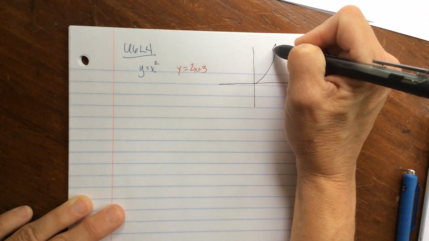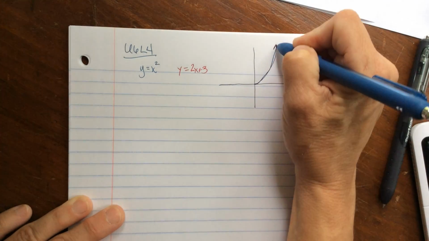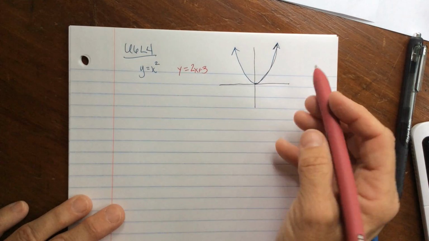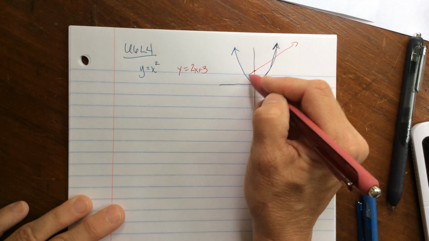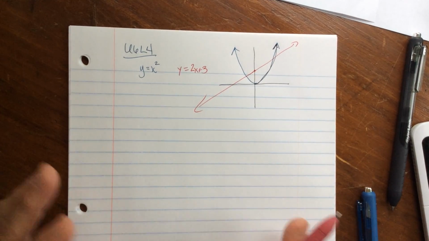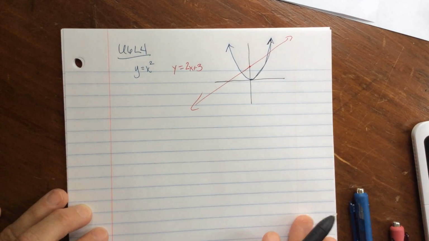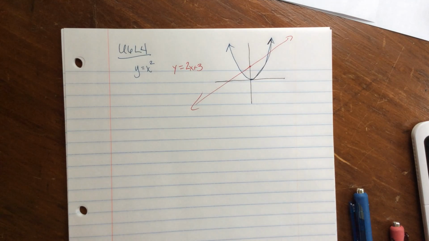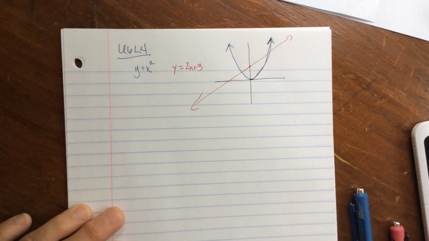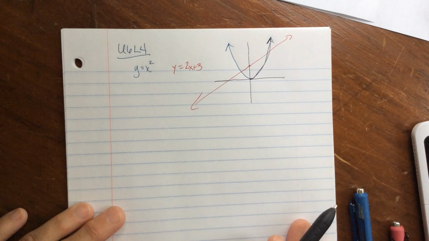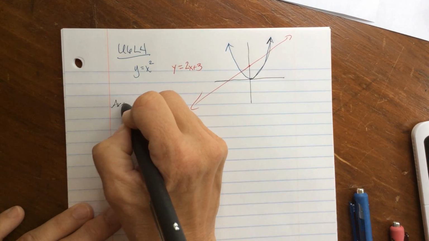So y equals x squared, and I'm going to do that one in blue. Y equals x squared looks something like this, and y equals 2x plus 3 is going to look something like this. That's the only information we're given. Previously, when we were finding area, we only had one function, but it was bound by the x-axis and perhaps a couple of x values.